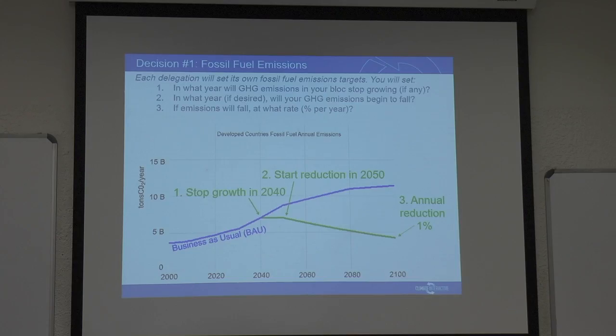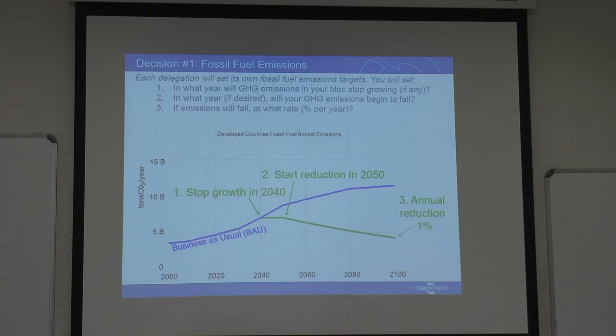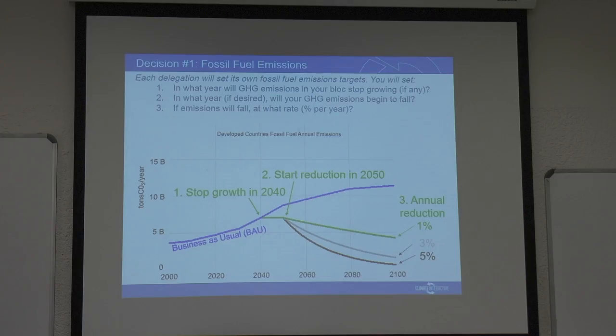Okay? In that case, I will have to set a note here that annual reductions of more than 5% cannot be done. So it's the different scenarios. In this case, we see that even though the decisions for when to stop growing and when to start reducing emissions remain the same, the decision for the annual reduction is the one that actually drives the overall trend.